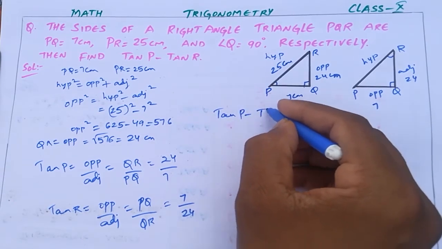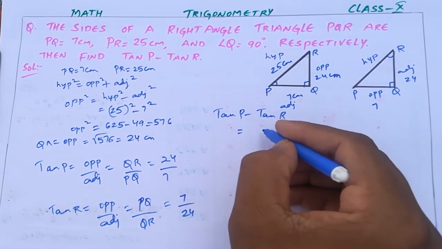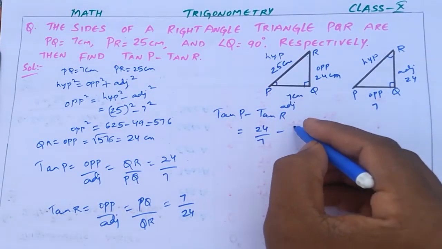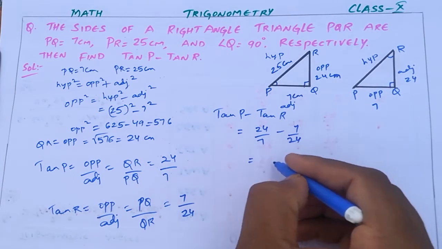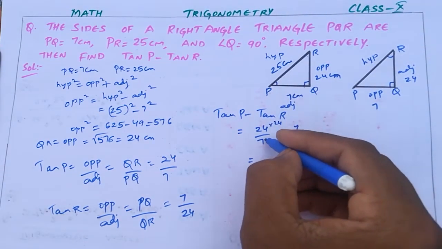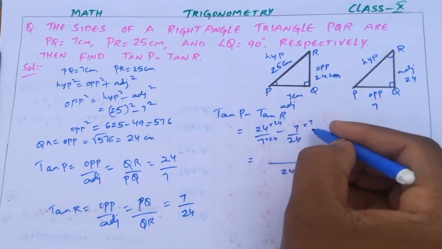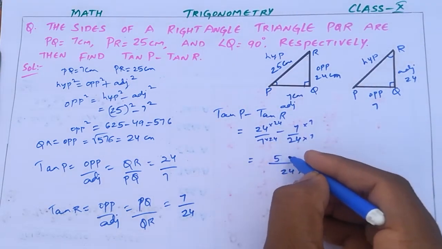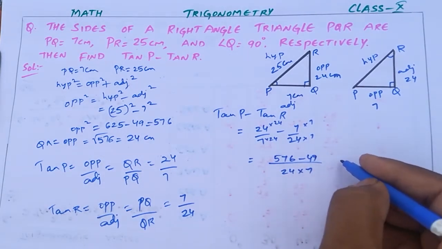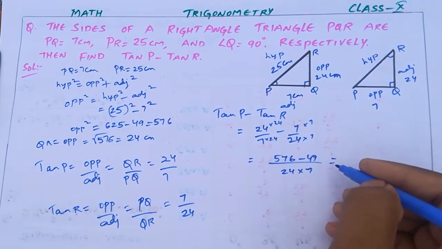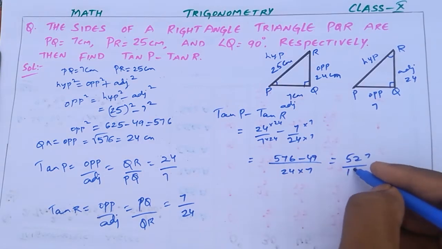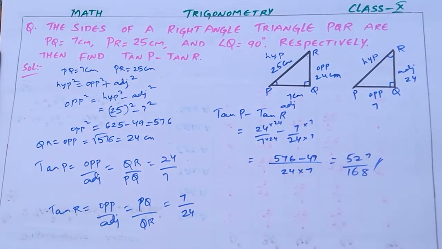Tan P minus tan R. Take the values. Tan P value is 24 by 7 minus tan R value is 7 by 24. LCM is 24 into 7 down. Here 24 into 24, here into 7 and into 7. Here 24 into 24 is 576 minus 7 sevens are 49. Then this subtraction, 576 minus 49 is 527, by 24 into 7 is 168. So this is the answer.